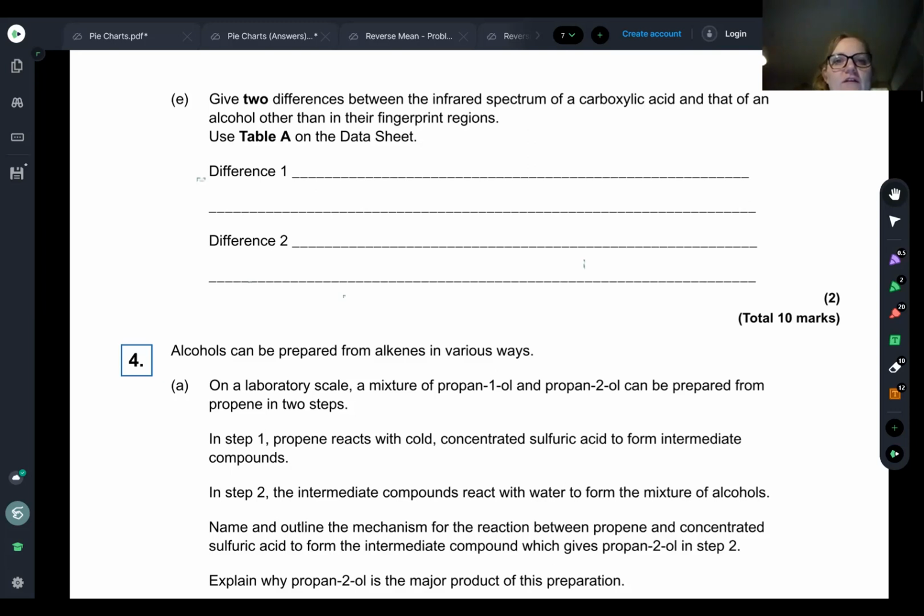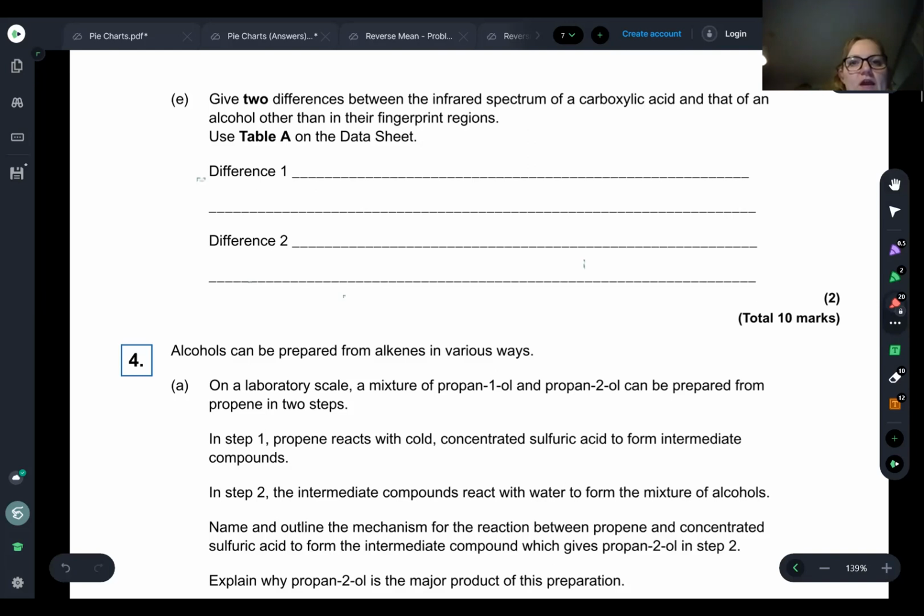It's asking us to give two differences, and that's really important. Two differences between the infrared spectrum of a carboxylic acid and that of an alcohol, other than in their fingerprint region. That's that main area. Basically, it just wants us to point out what's going to be different about them.